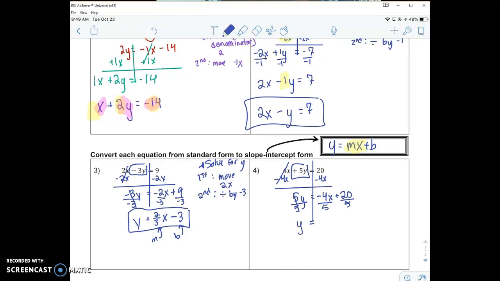I'm left with y equals -4/5 x plus 20 divided by 5 is 4. -4/5 does not simplify. This is in the form y equals mx plus b, slope-intercept, where my slope is -4/5 and my y-intercept is positive 4.